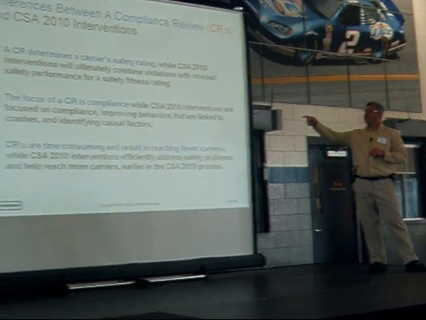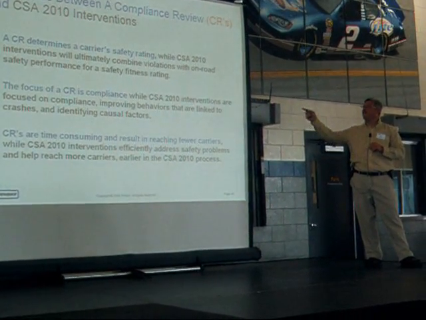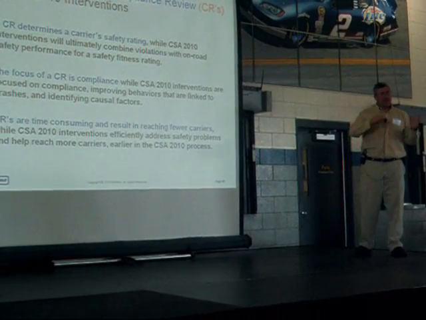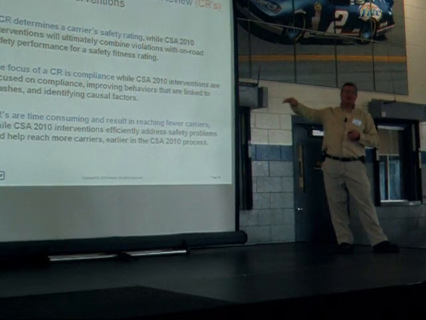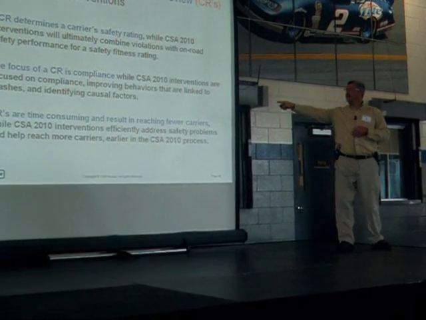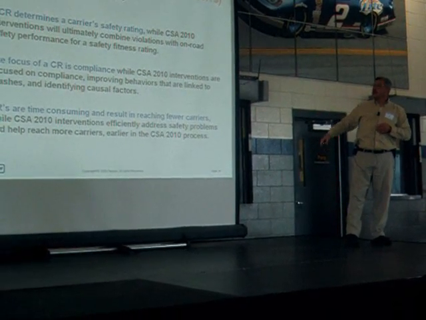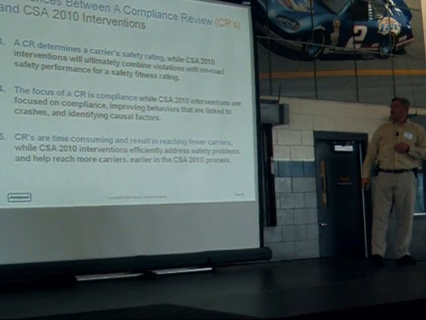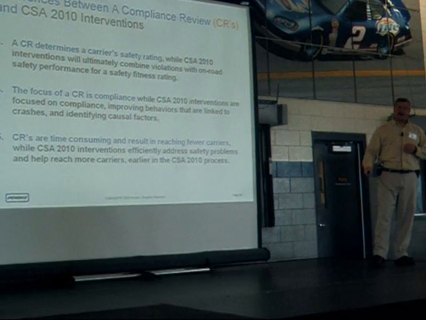All right, while the compliance review determines the carrier safety rating, CSA 2010 intervention will ultimately combine violations with on-road safety with a safety fitness rating. So again, a change in the wording. What is the difference between carrier safety and safety fitness? All right. The focus on the compliance review was compliance. With the CSA 2010 interventions, our focus is on compliance and improving behaviors that are linked to the crashes. And then the compliance reviews are again time-consuming. These interventions obviously reach a heck of a lot more people.